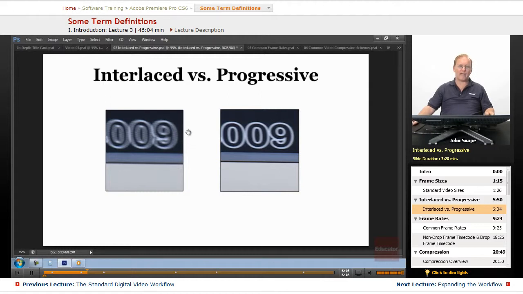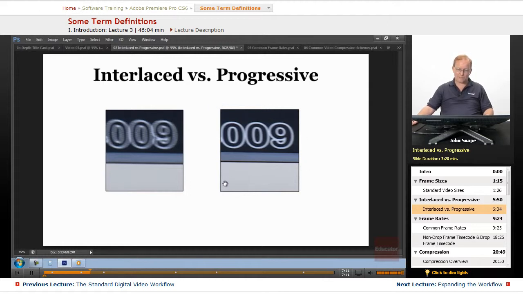So it's drawing every other line 30 times a second. So you'll actually have 60 fields in 30 frames per second interlaced video. And the first field will be the even number, and the second field will be the odd, or if it's lower field first, it'll be the odd numbered first and then the even numbers.